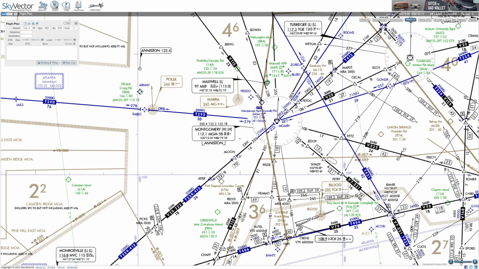The NDB data box gives us all the information we need to know about NDBs, and it's the same as what we find on VFR charts, including station name, the frequency for the station, the 2 or 3-letter identifier, depending on the type of station it is, and the Morse code for the 2 or 3-letter identifier.